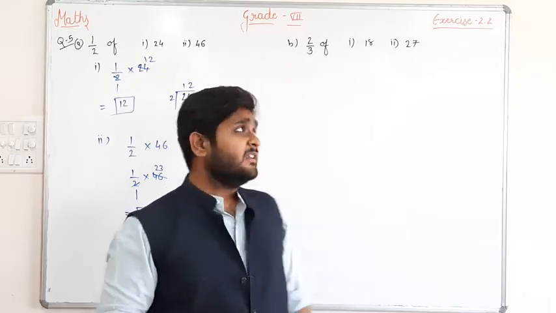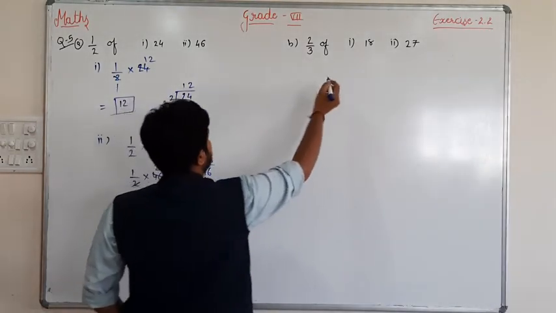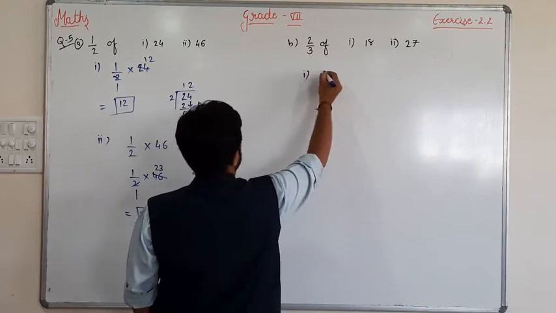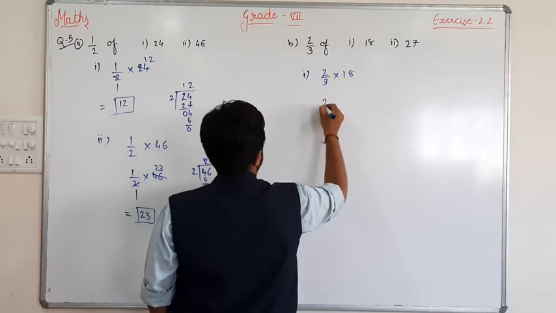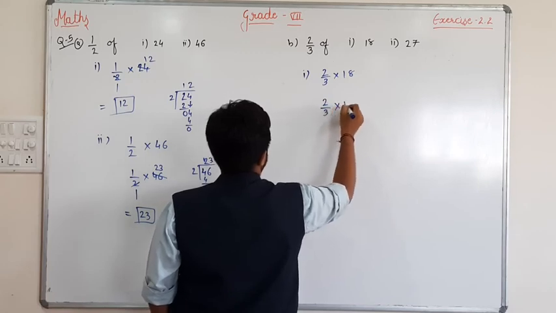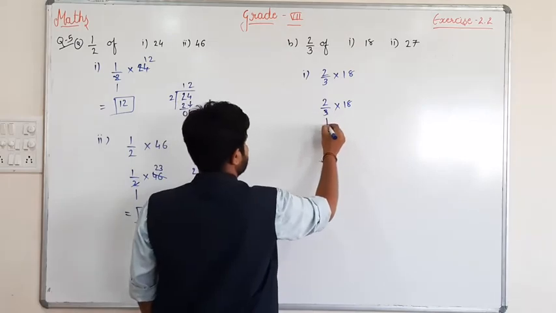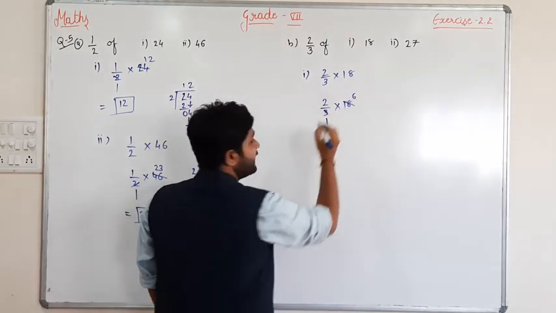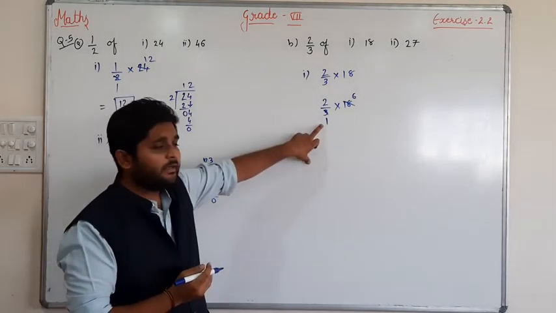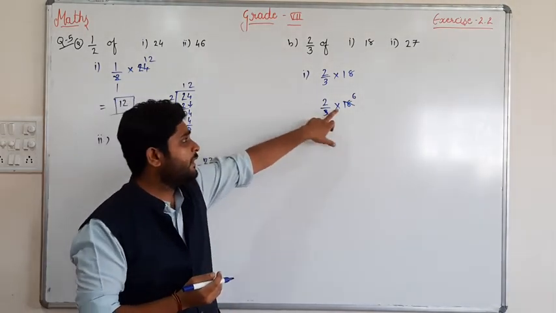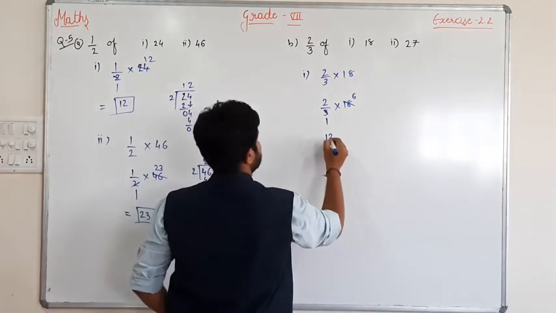Very easy. Now let me see B number, 2 upon 3 of 18. So friends, 3 6s are 18. We know that. So 3 1s are 3, 3 6s are 18. Okay. Now in the denominator only 1 is left, and in the numerator 2 multiplied by 6. So 2 6s are 12. So 12 is our answer.